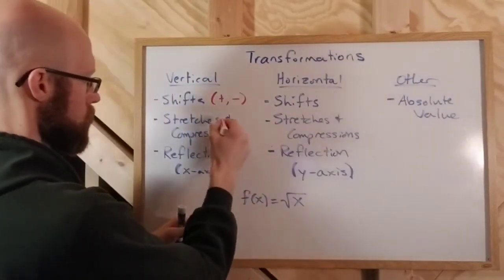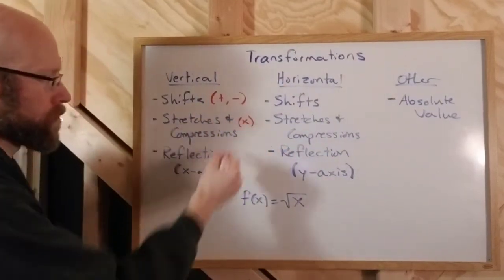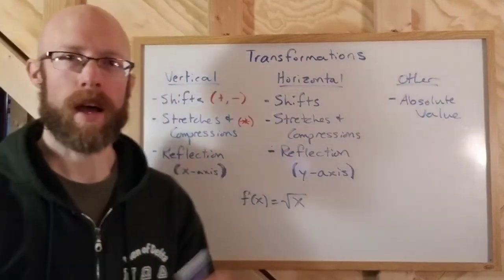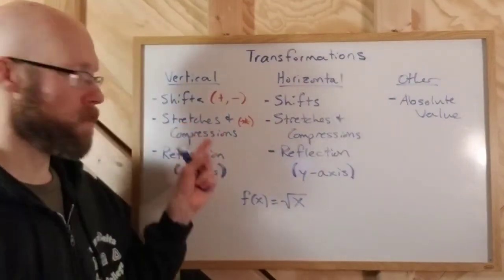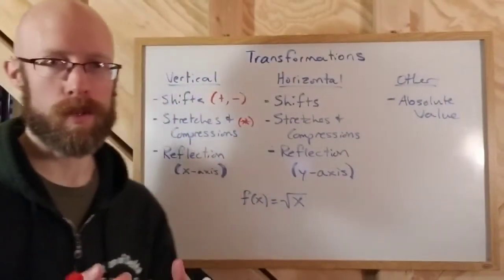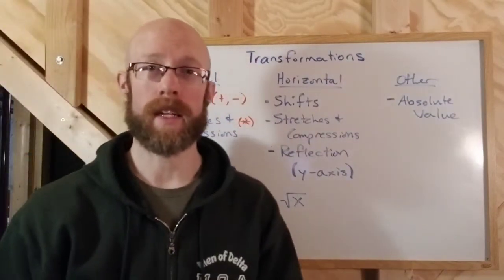But again, compressions or stretches are done using an asterisk for multiplication. So again, stretches are done by multiplying by something greater than 1, compressions by something less than 1, or between 0 and 1. Reflections are done by taking the negative.